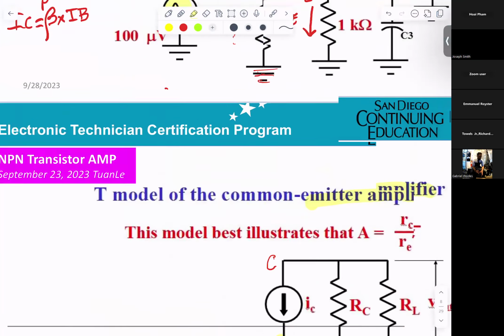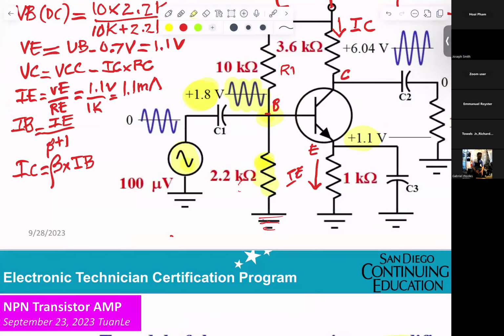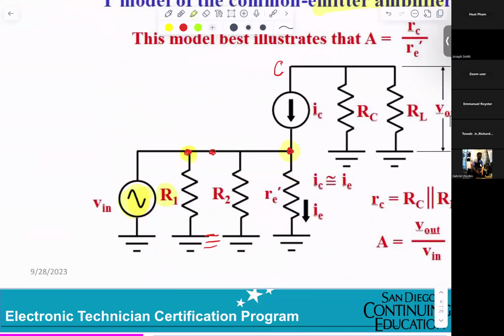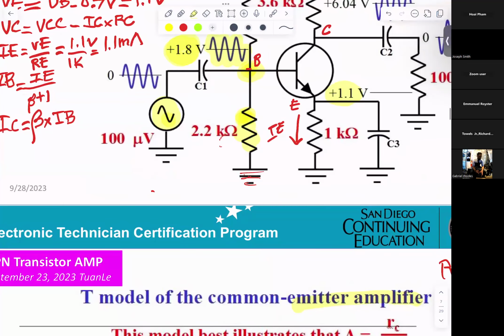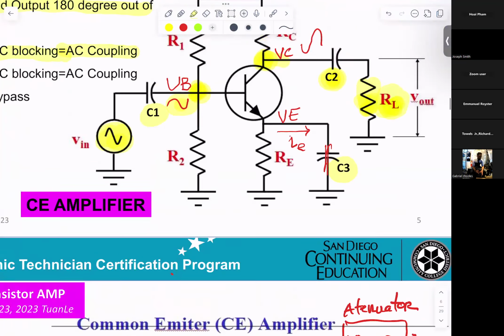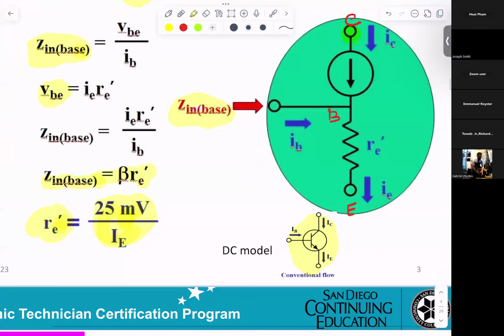R2 here, one side goes to the base, the other side goes to the ground. That's R2. And now the next one will be RE. You see that RE right here? RE means for AC, they go from the base to emitter.